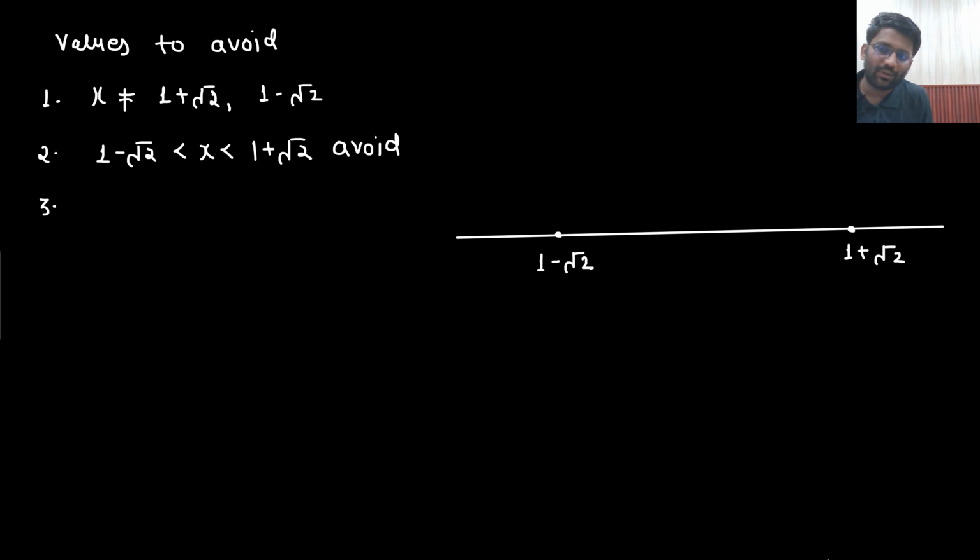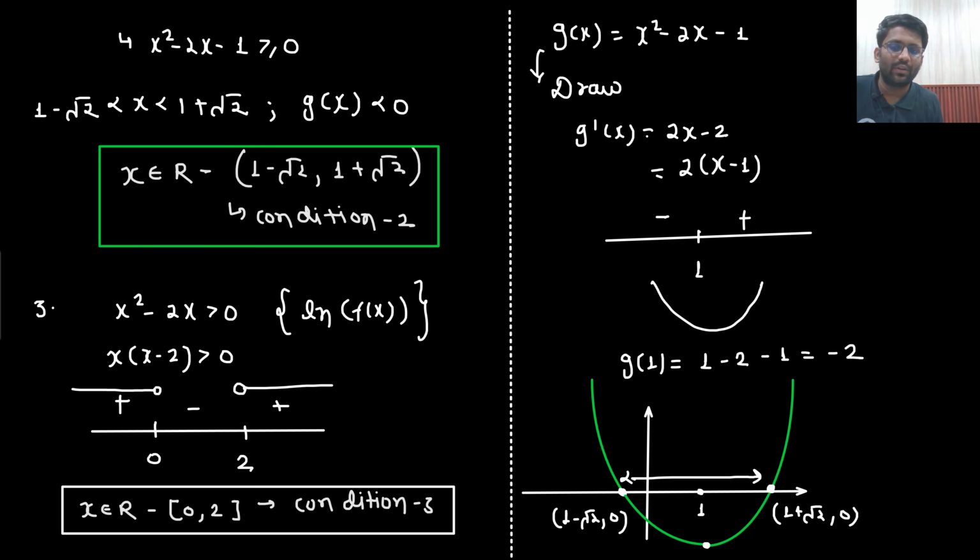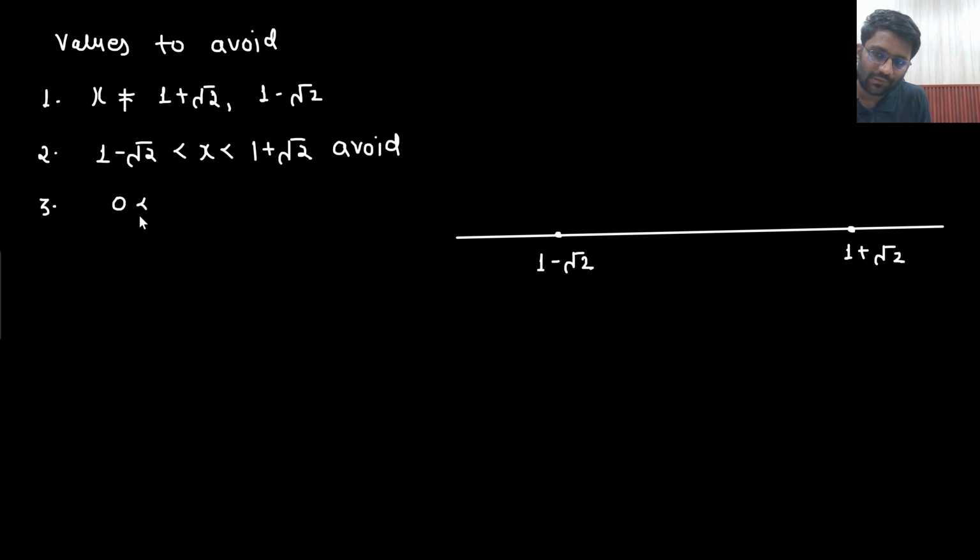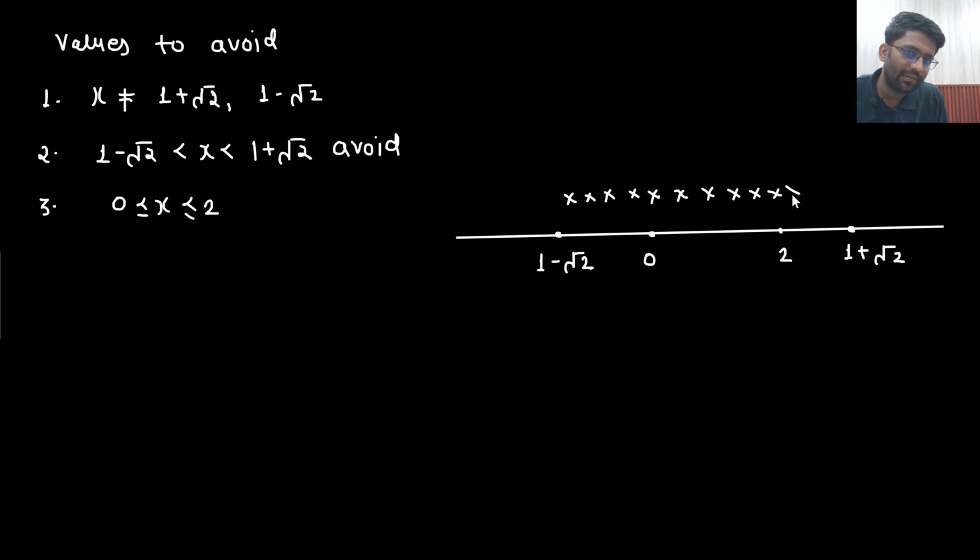And what is the third guy saying? He is saying to avoid all the values between 0 to 2, including 0 and 2. So where will 0 be? 0 will be somewhere here, and 2 will be somewhere here. So he is saying that all these values should not be accepted. The last guy is also saying that all these values should not be accepted. And the upper guy is saying that these boundary values should also not be accepted. That means whatever is written inside should not be accepted. That means apart from them, everything would be accepted.